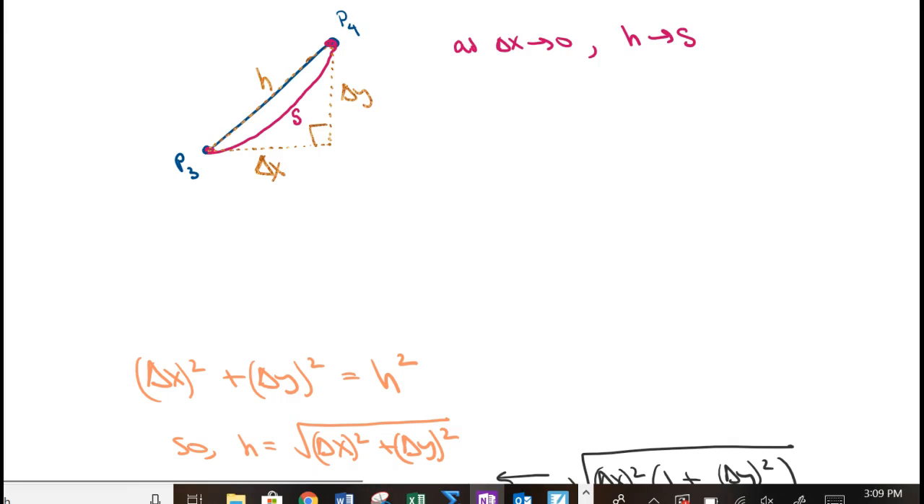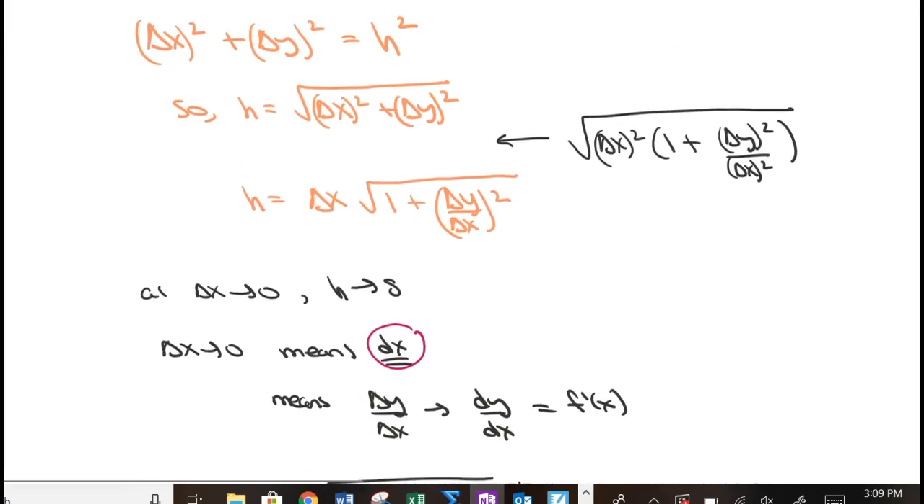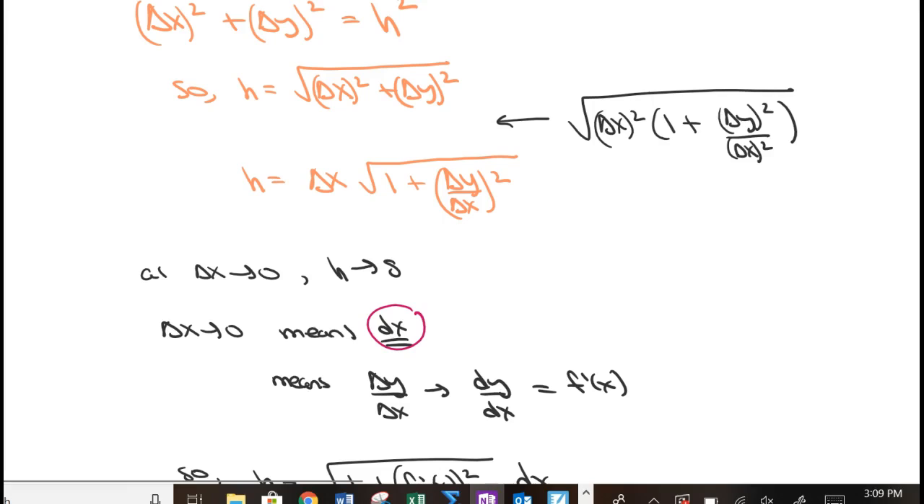As delta x approaches 0, delta y will also approach 0. And luckily, we do have a symbol for a really, really small change in y. If delta x approaches 0, that means delta x is getting closer to dx, and delta y over delta x is just approaching dy over dx. We don't really talk about that often, but we have to remember that dy just means a really, really small change in y. dx just means a really, really small change in x. And dy dx, hopefully you recognize, is another way of writing f prime of x.